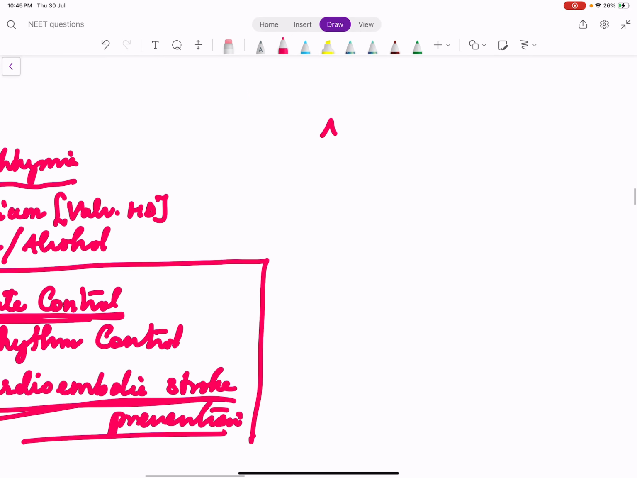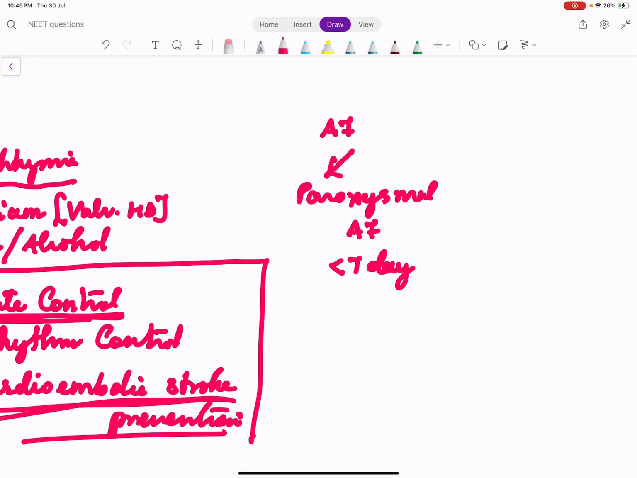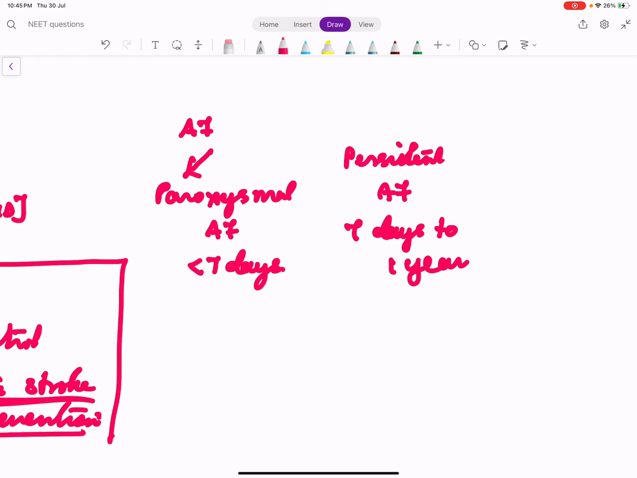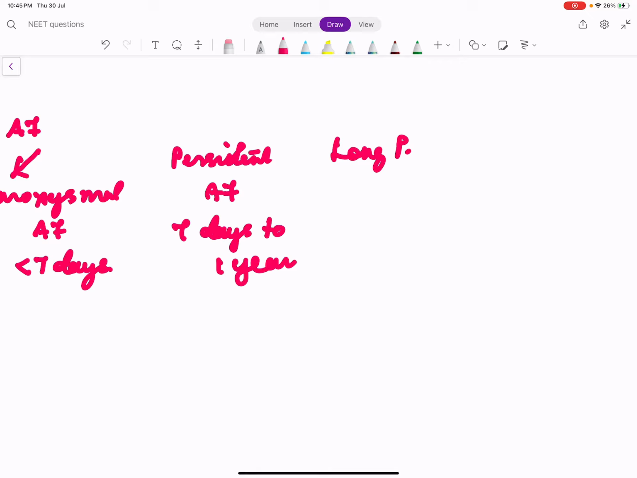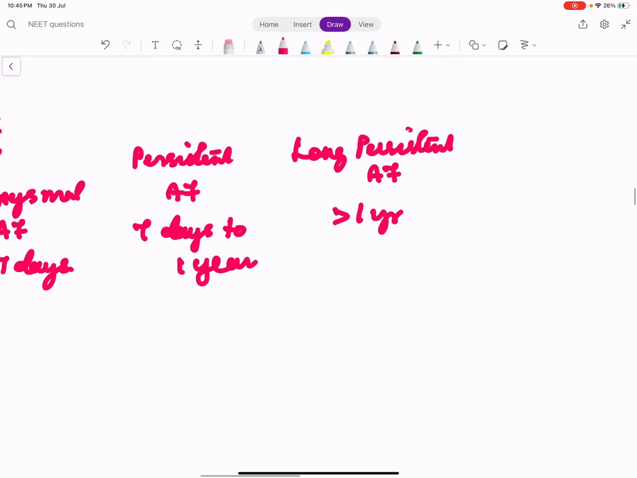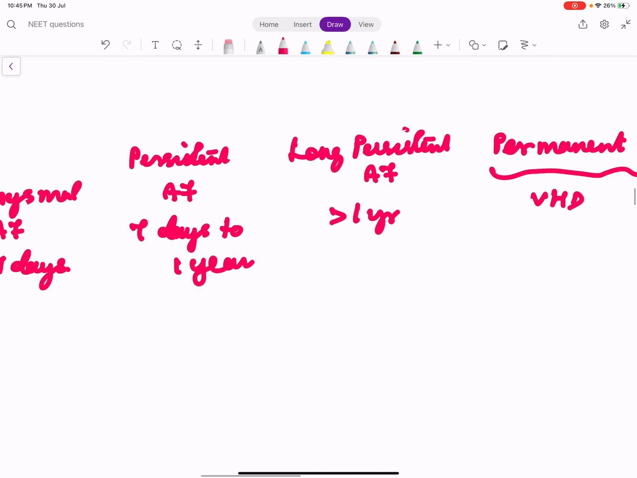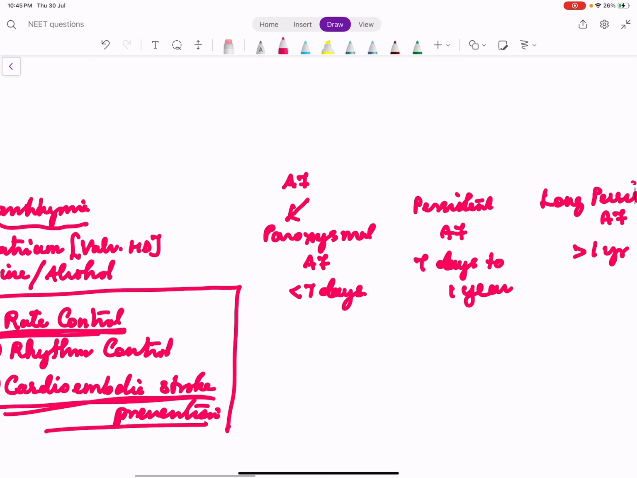So the types of AF are based on duration. Paroxysmal AF: if AF is less than 7 days in duration, like the patient was normal and it comes only for 2 days, it is paroxysmal AF. Then we have persistent AF, seven days to 1 year. Long persistent AF, so duration is more than 1 year. We have something called permanent AF. The patient has some valvular heart disease and always has AF indefinitely. So we cannot cure permanent AF.